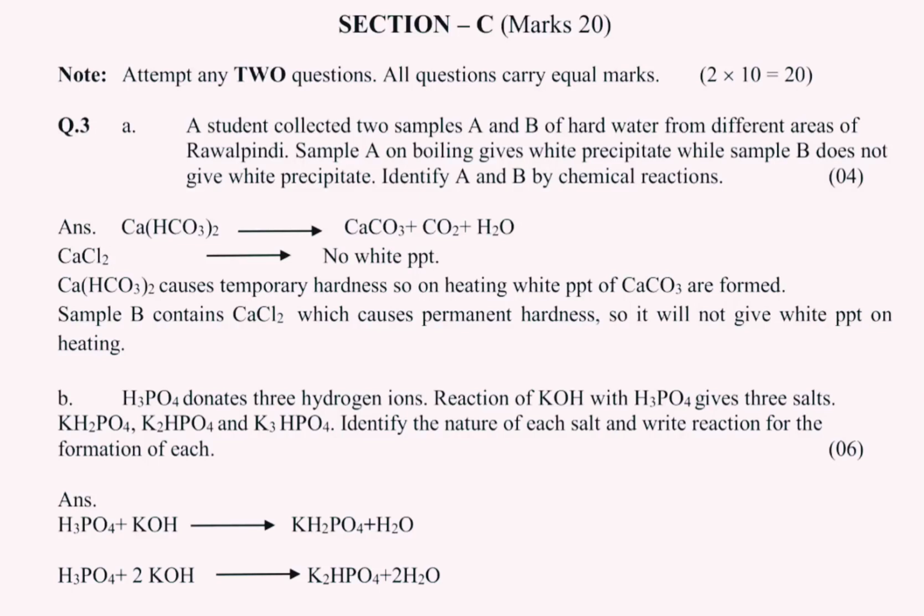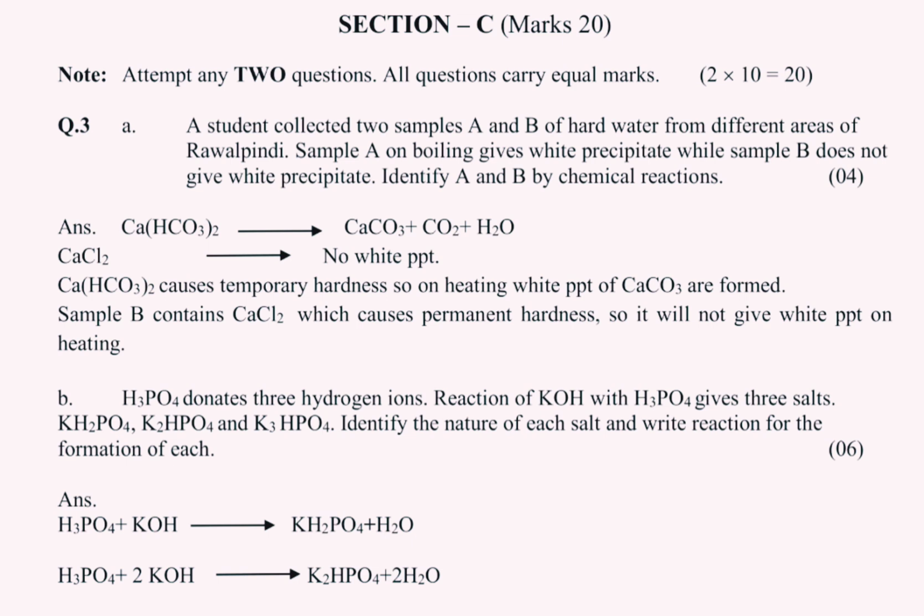Okay, in this video, we are doing the subjective portion of your model paper. The first question here is: a student collected two samples, A and B, of hard water from different areas of the city. Sample A on boiling gives a white precipitate, while sample B doesn't give a white precipitate. Identify A and B by chemical reaction.